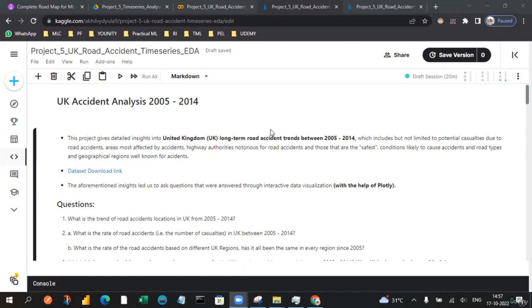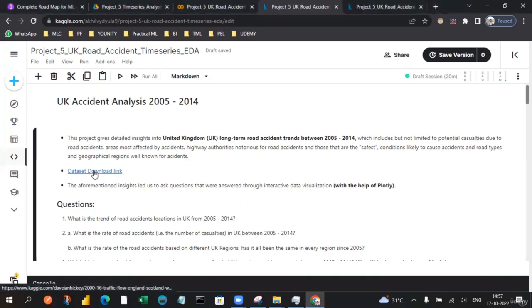Along with that, we will take the dataset from Kaggle. I also provided the link here. If you click on this link, you will be able to see the Kaggle dataset link, where you can download the datasets corresponding to the UK road accidents. In this dataset we have different CSV files from particular date to particular year, so you can directly extract whichever year you want and do some analysis.